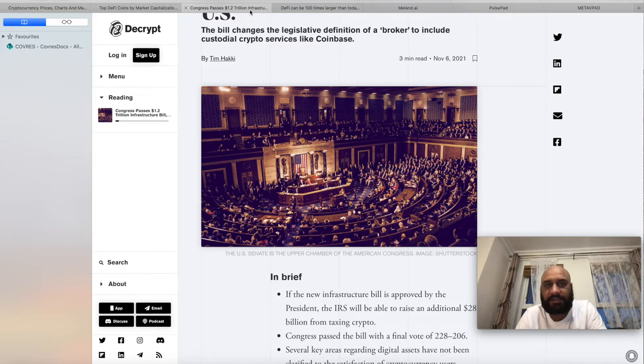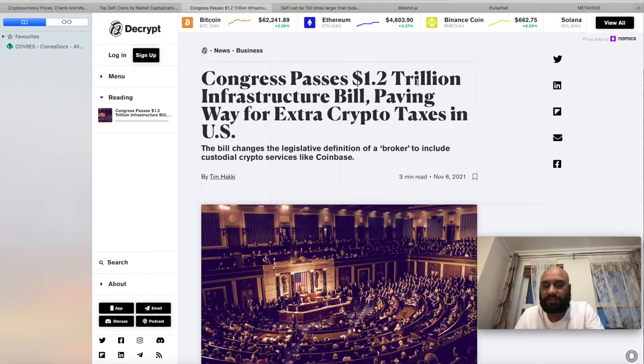But here's the thing, guys. So the 1.2 trillion infrastructure bill has passed and it has some serious implications for cryptocurrency holders. This can tank the crypto market suddenly. So be very, very careful. Always take profits when things are going up.